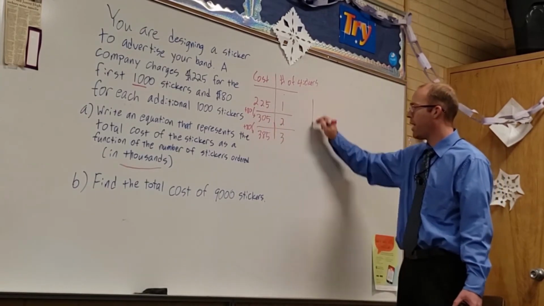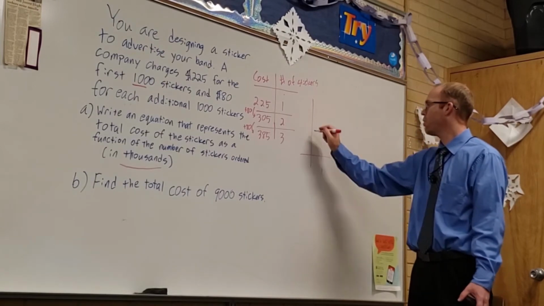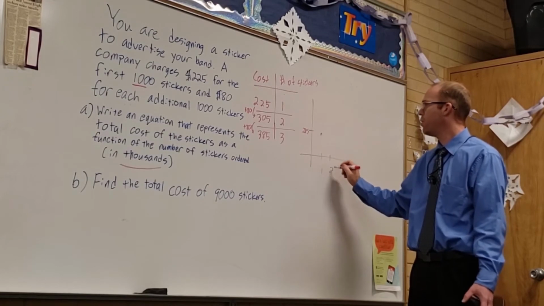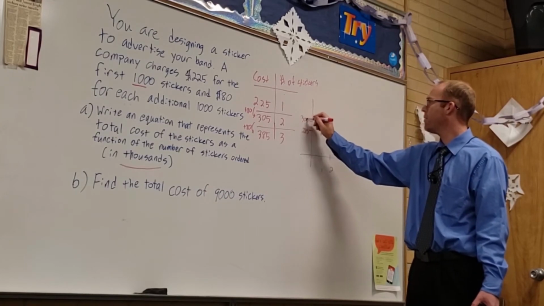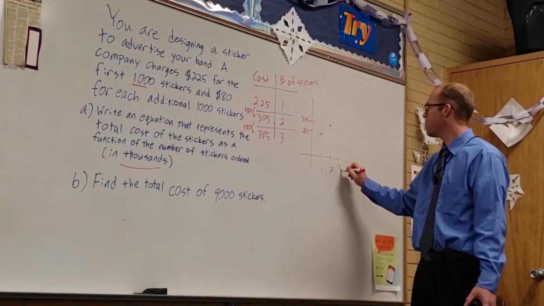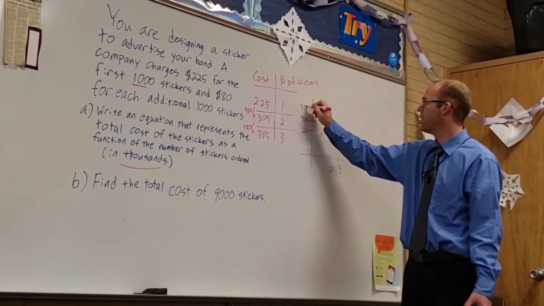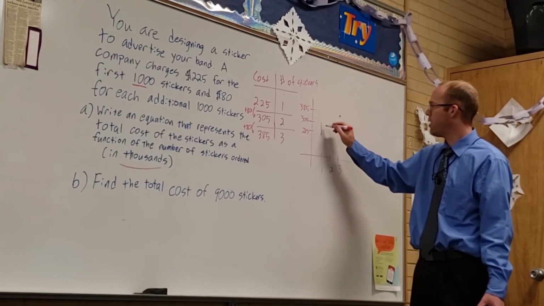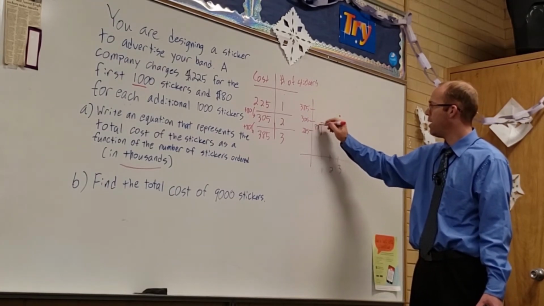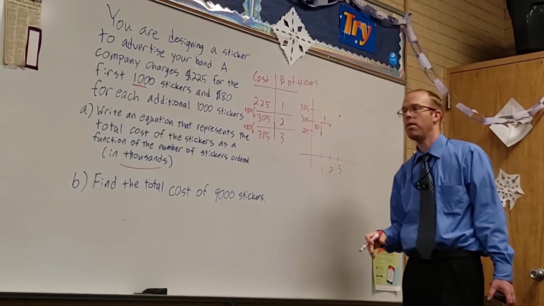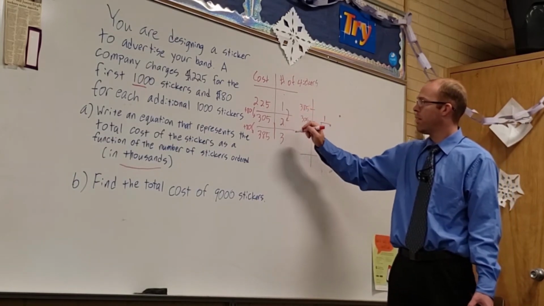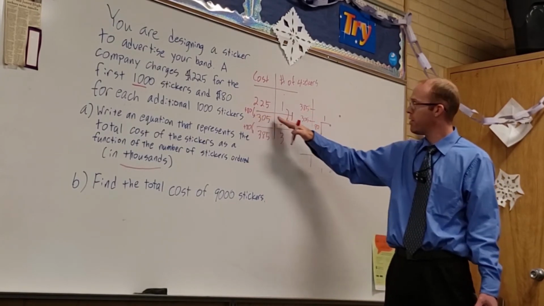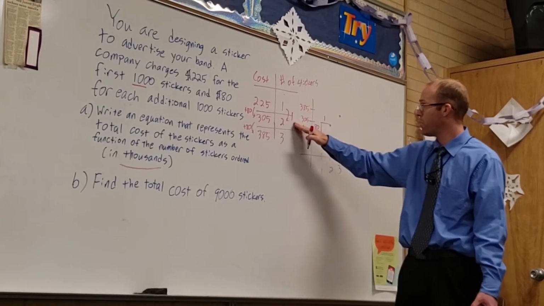We could put those in a graph. So at 1, we're here at 225, 1,000 stickers. At 2, we go up to 305. And at 3,000 stickers, we go up to 385. We could continue to go if we wish, but we can see on this graph that each step, each 1,000 stickers, we're going to go up by 80 and over by 1, representing 1,000. If you look at the table, you could actually see the 80 show up here and the 1 show up there, so we can see the rise and the run just from our table of values as well.